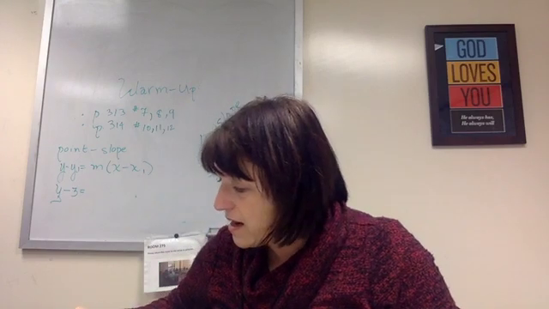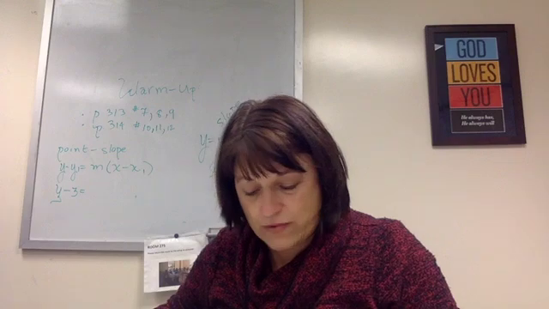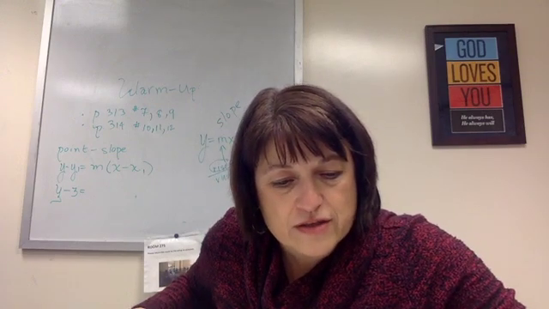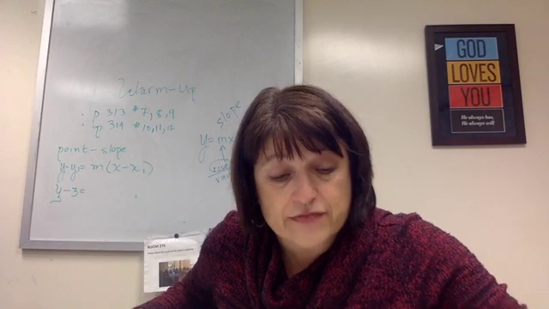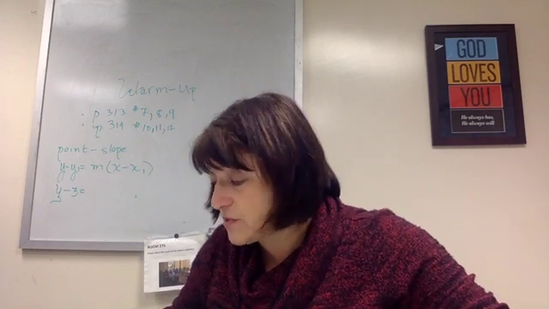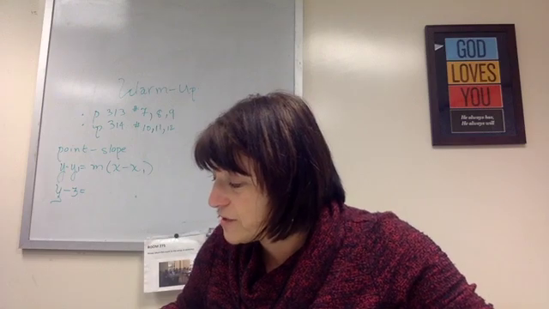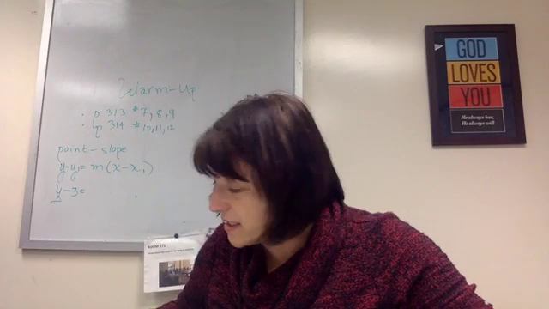All right, number 21 says write in point slope form the equation of the line that passes through the given point and has the given slope. So this one you're just using the formula. 21, y minus 2 equals -5 parentheses x plus 6.